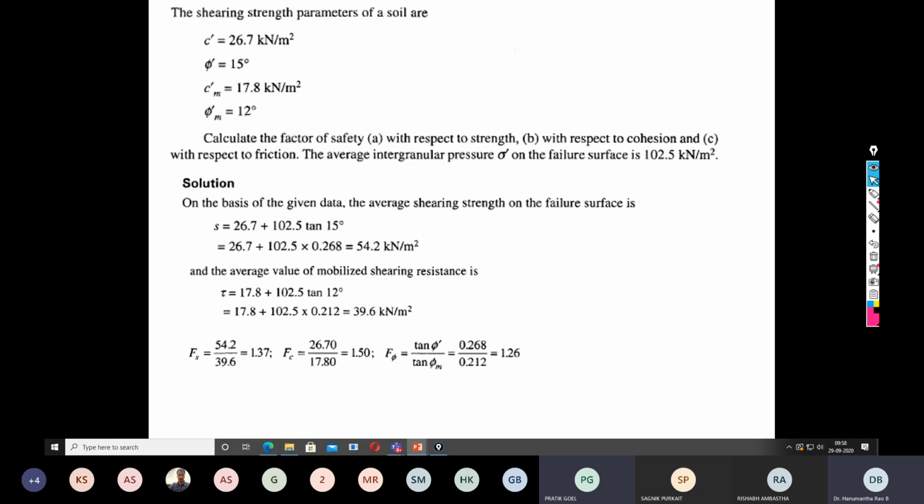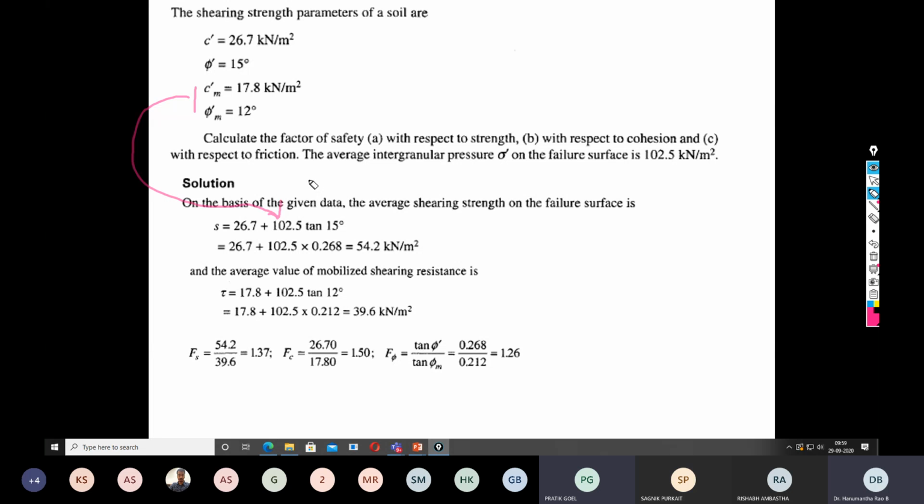Once you have back calculated the C dash m and phi dash m, that should give you a clear understanding about what should be the depth of surcharge load. Suppose your depth of surcharge load is causing more C and more phi, it indicates that you are going to encounter the slope failure.